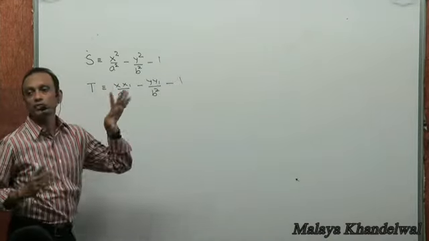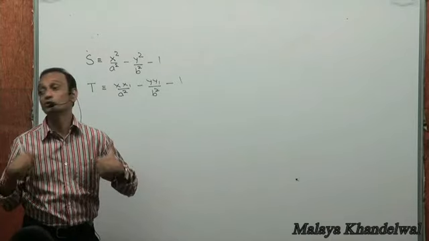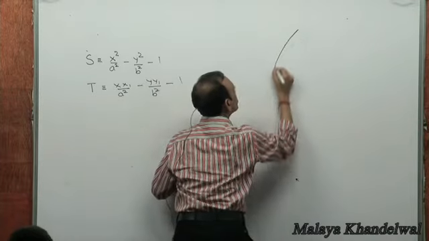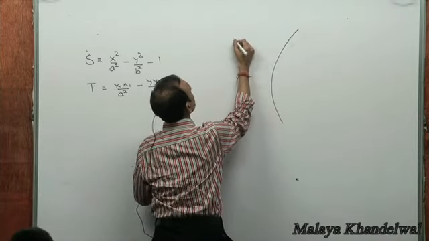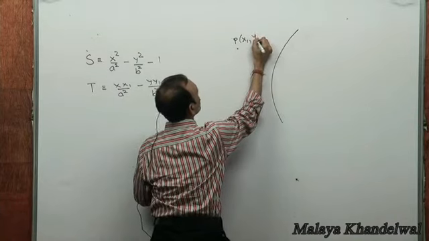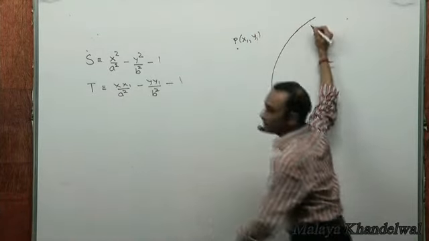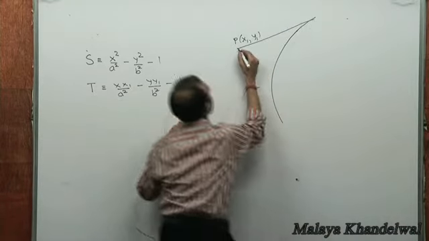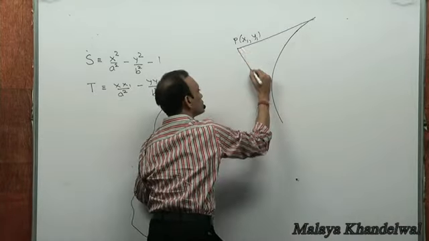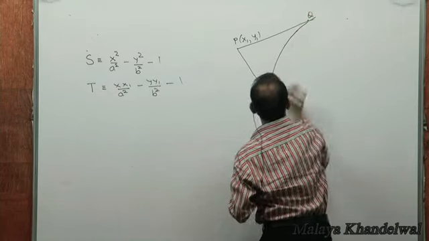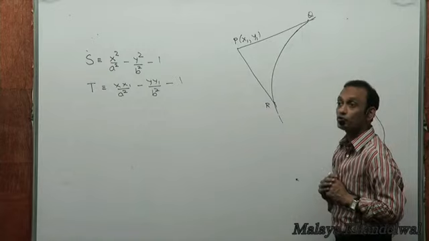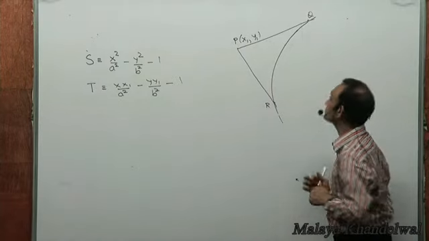If x1, y1 be a point on the hyperbola, then T equal to 0 will represent the tangent. However, if x1, y1 be a point outside the hyperbola, then from points outside the hyperbola you can draw two tangents to the hyperbola. PQ and PR are the two tangents you can draw from an external point. From an external point you can draw a pair of tangents to the hyperbola.